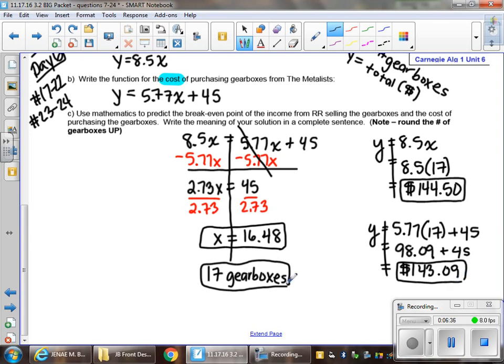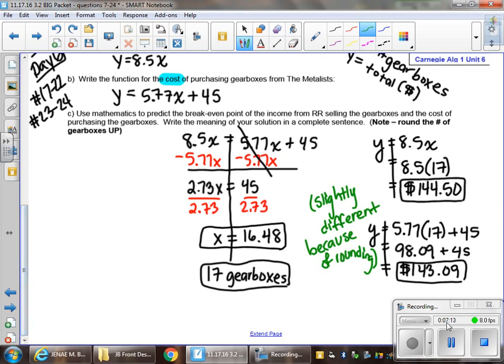And the only reason that that happened is because we were told to round the number of gearboxes. If you had plugged in exactly 16.48, these would have come out the exact same. So in a question on a quiz or a test, if you were asked to round, I would know what both of these answers are and I would accept either. So slightly different because of rounding. So either would be acceptable.